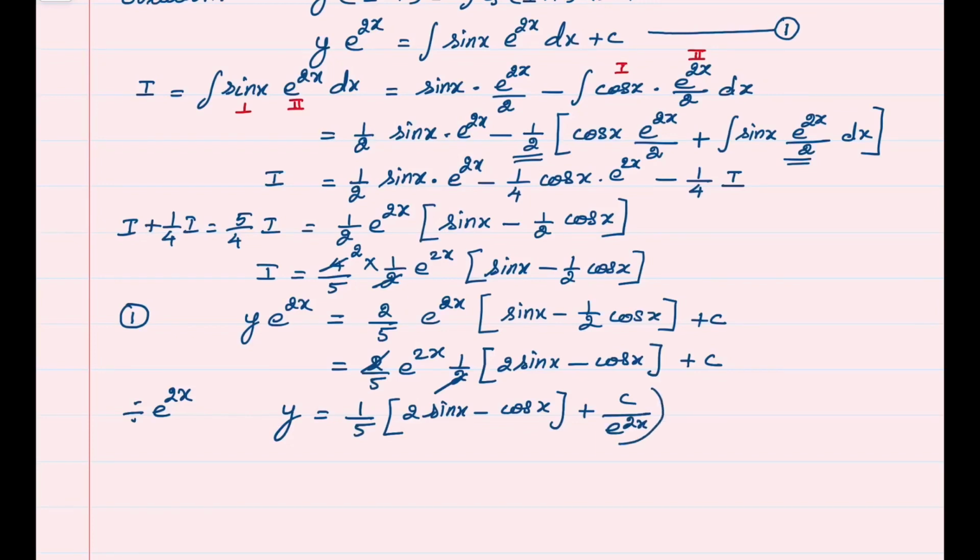Don't write this term as some other constant a. This is not a constant. E power 2x is not a constant term. Therefore, the answer is y is equal to 1 by 5 times 2 sin x minus cos x plus c times e power minus 2x.